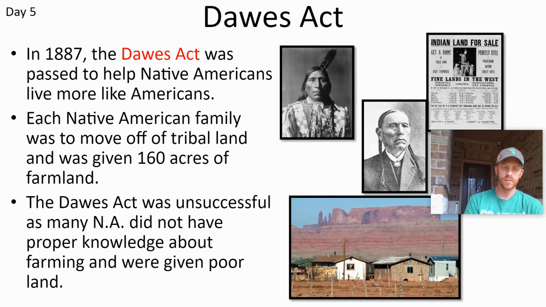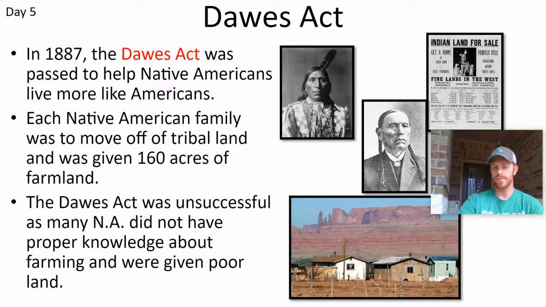So the Dawes Act, like the notes say here, write this down, was passed as a way to help Native Americans live more like Americans, encouraging them to farm and pick up agriculture. But the land they were giving them, they weren't setting them up for success. They were giving them land that was not as fertile and not as desirable, and therefore they weren't going to be successful with that.